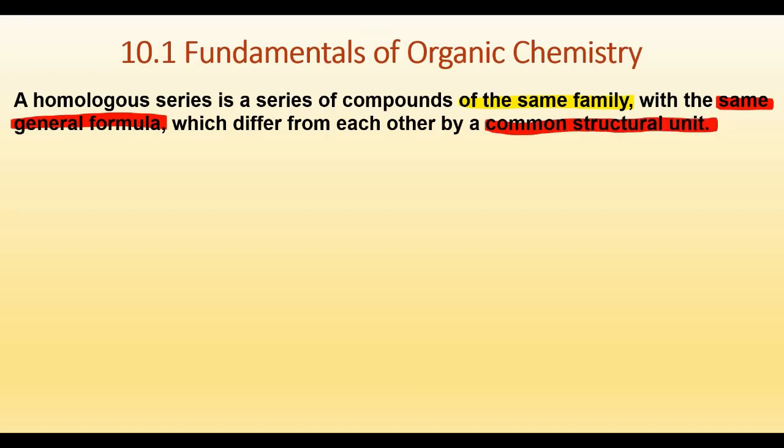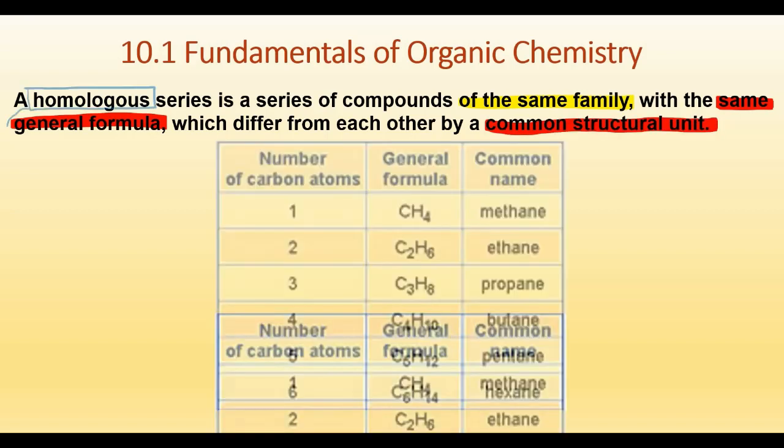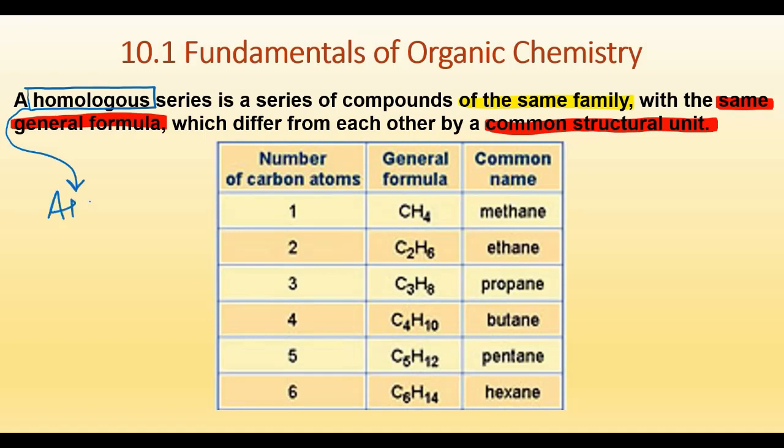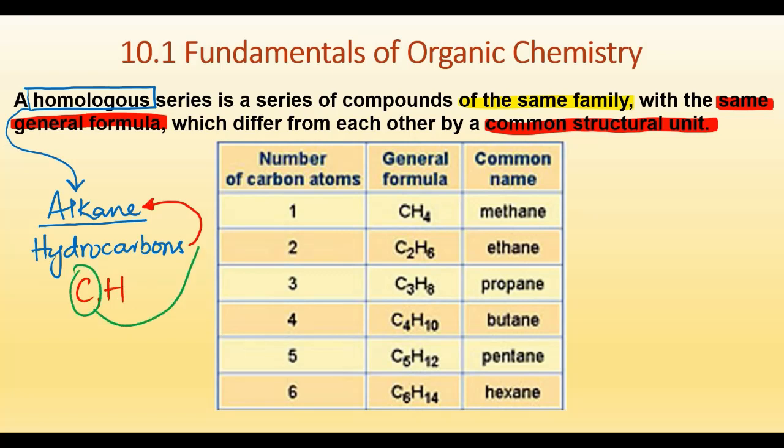An example of the homologous series is alkanes. Alkanes are the hydrocarbons, meaning these are the compounds made up of hydrogen and carbon only. Hydrocarbons are the most simple type of organic compounds, containing no element other than carbon and hydrogen. The table is showing the number of possible carbon atoms in the hydrocarbons.